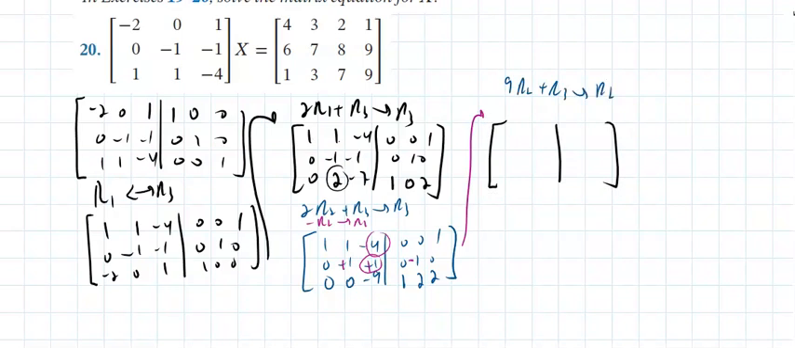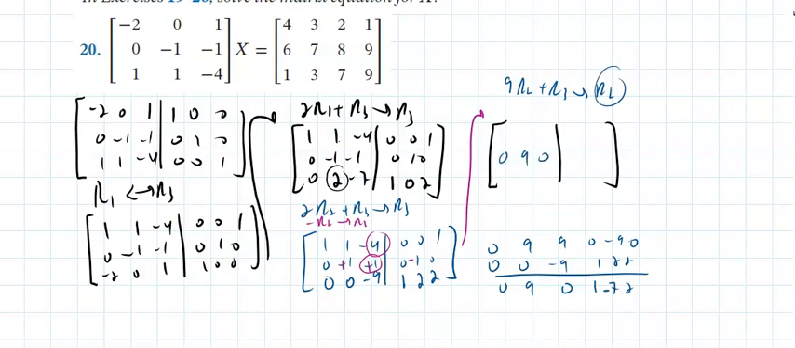So if I take 9 row 2, that will be 0, 9, 9, 0, negative 9, 0. Add it to row 3: 0, 0, negative 9, 1, 2, 2. If I add those and put that in row 2: 0, 9, 0, 1, negative 7, 2. That part is done.